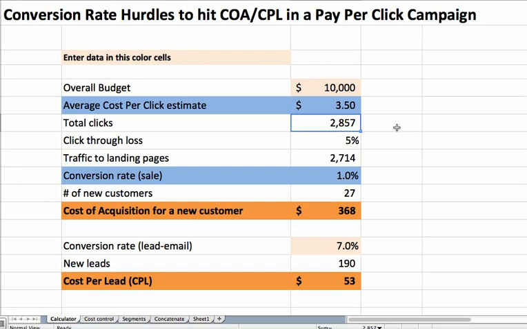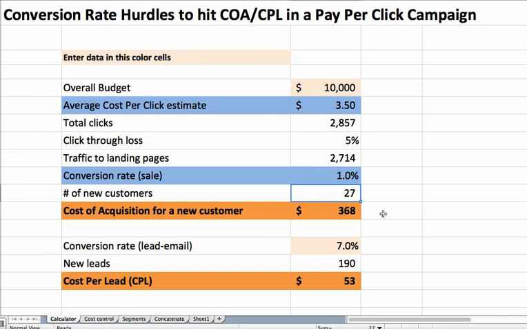There's always some loss between clicks and landing pages. I've put 5% in there, and so ultimately you're going to send traffic of 2714 in terms of visitors through to your landing pages. Let's say you convert at 1%, you are going to get 27 new customers. And in terms of your cost of acquisition, you take 10,000, divide by 27, and you're paying $368 per new customer for your cost of acquisition.